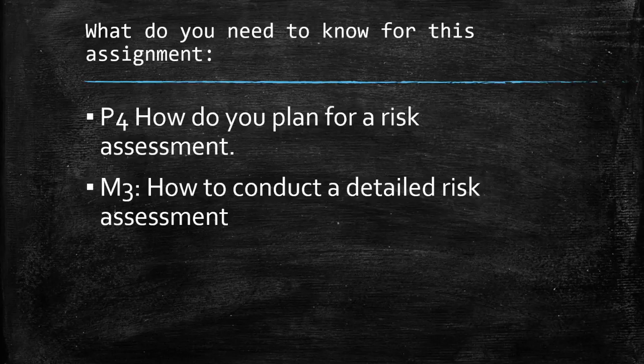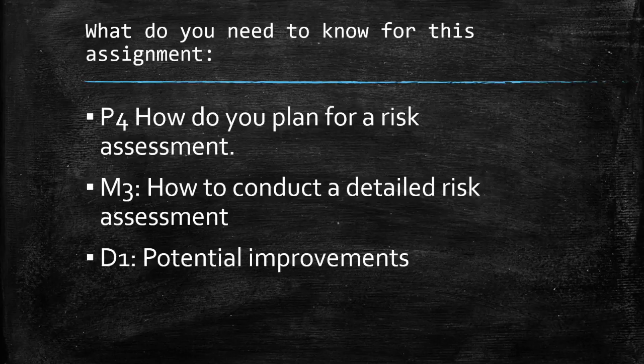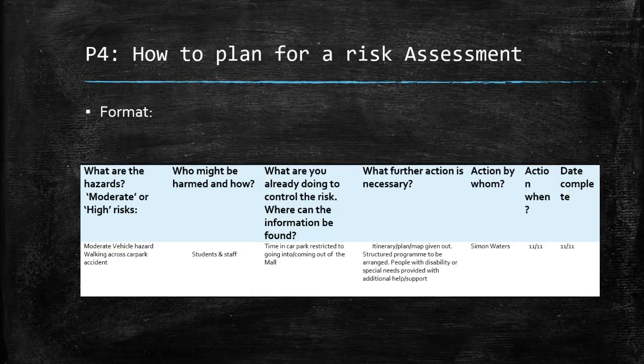So P4, you're basically saying what do you need to do before you actually do the risk assessment. M3, you're doing the risk assessment. D1, you're doing any potential improvements. How to plan for a risk assessment.